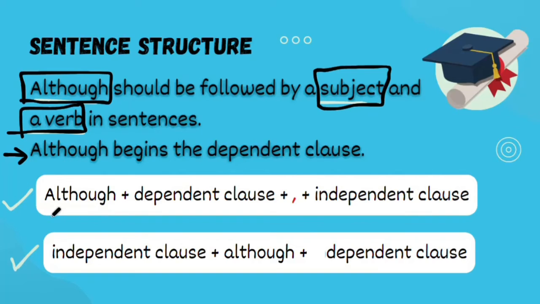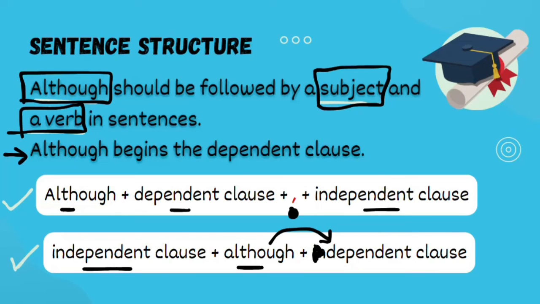So the structure would be something like this: although at the beginning, dependent clause, a comma in the middle. If you are using although at the beginning, you need to have a comma after your dependent clause, and then you will write the independent clause. On the other hand, what you can do is independent clause at the beginning, although in the middle, no comma at all, and then your dependent clause. With although, you will always write the dependent clause, right?